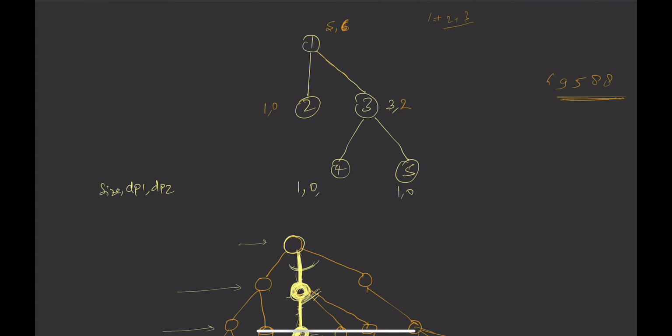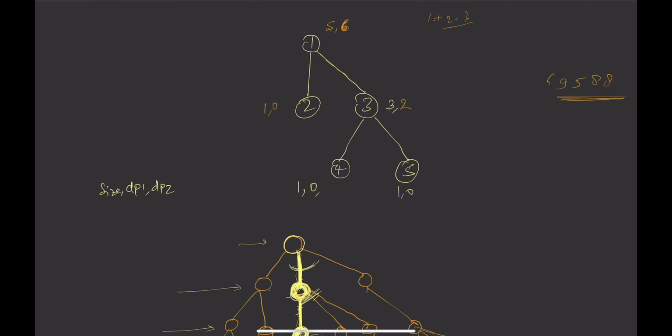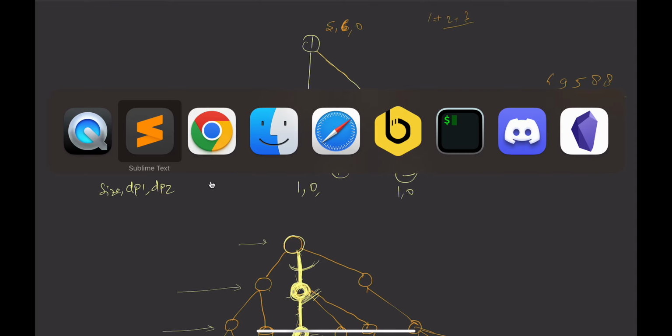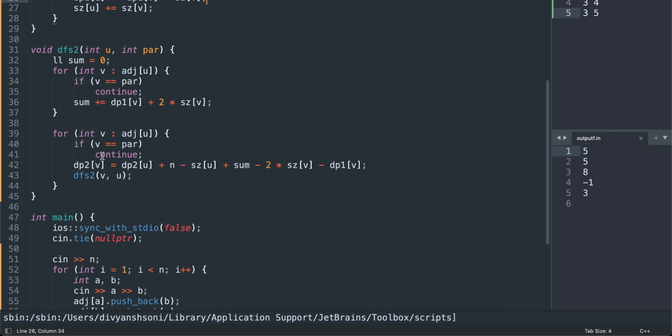Let's calculate dp2. dp2 means, if I cut this node, what are all the nodes? So first let's calculate for the root. For the root it is 0, right? So from the root, let's go to this child 2.